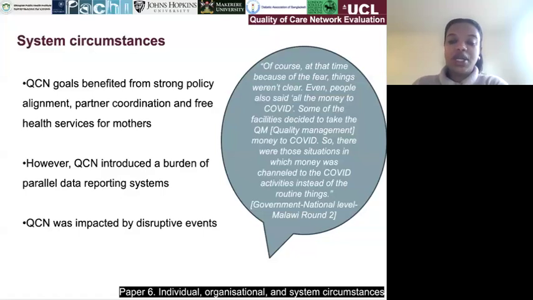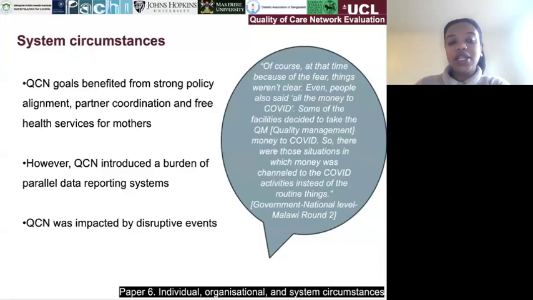So this was explained by a respondent from Malawi as follows. Of course, at that time, because of the fear, things weren't clear. Even people also said all the money to COVID. Some of the facilities decided to take the quality management money to COVID. So there were those situations in which money was channeled to the COVID activities instead of the routine things.